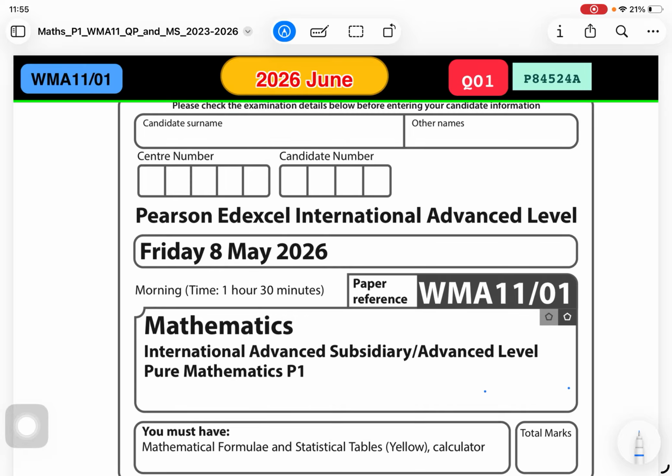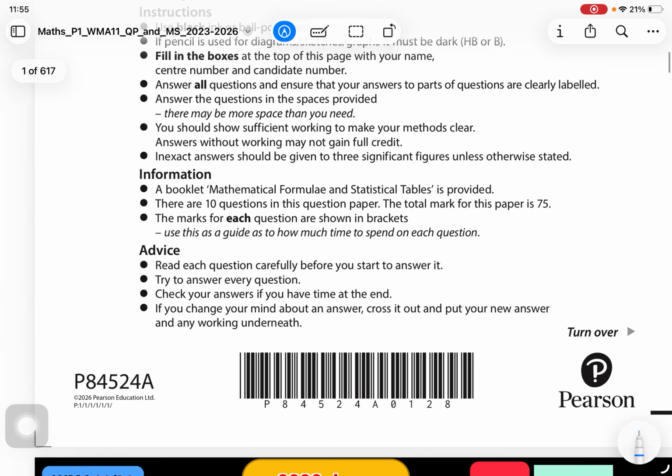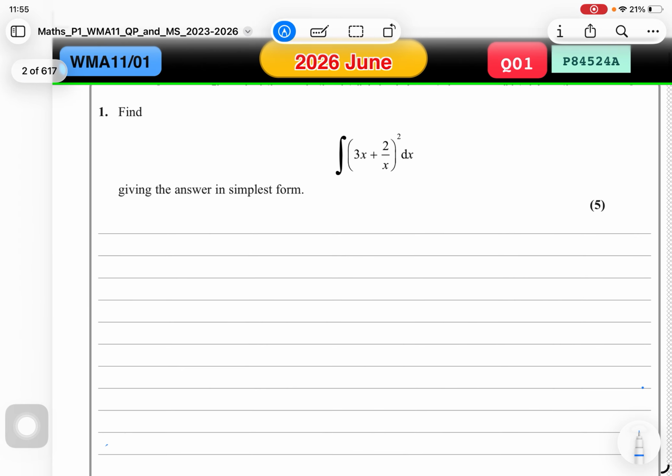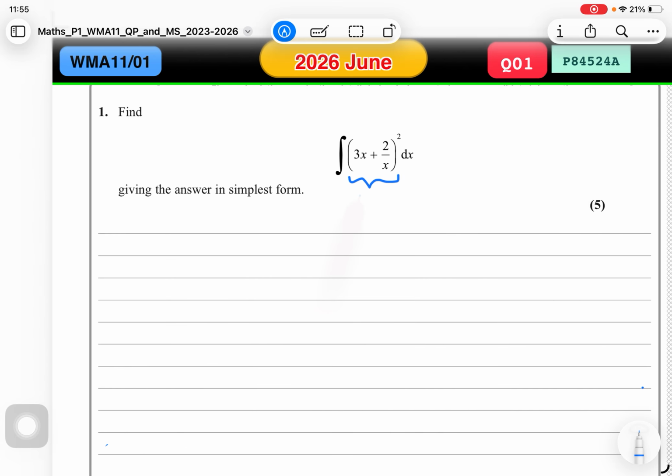So let's start with the 2026 May Pure Mathematics 1 paper. Here the first question is about integration. Before we do integration, it's easier if we get this into a better format. So let's consider it as y, so that I can simplify this easily.